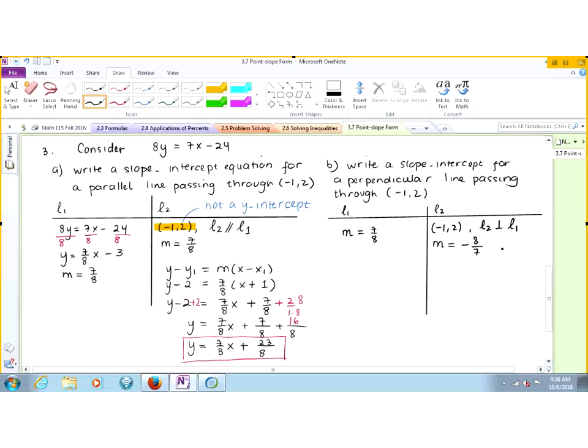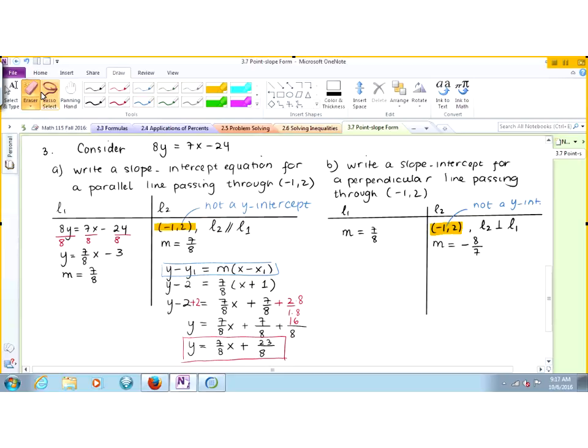Okay, then what? Do I have a y-intercept? Where is my y-intercept? No, this is just a point. So can I use y equals mx plus b? No, you have to use y minus y1 equals m times x minus x1, right?